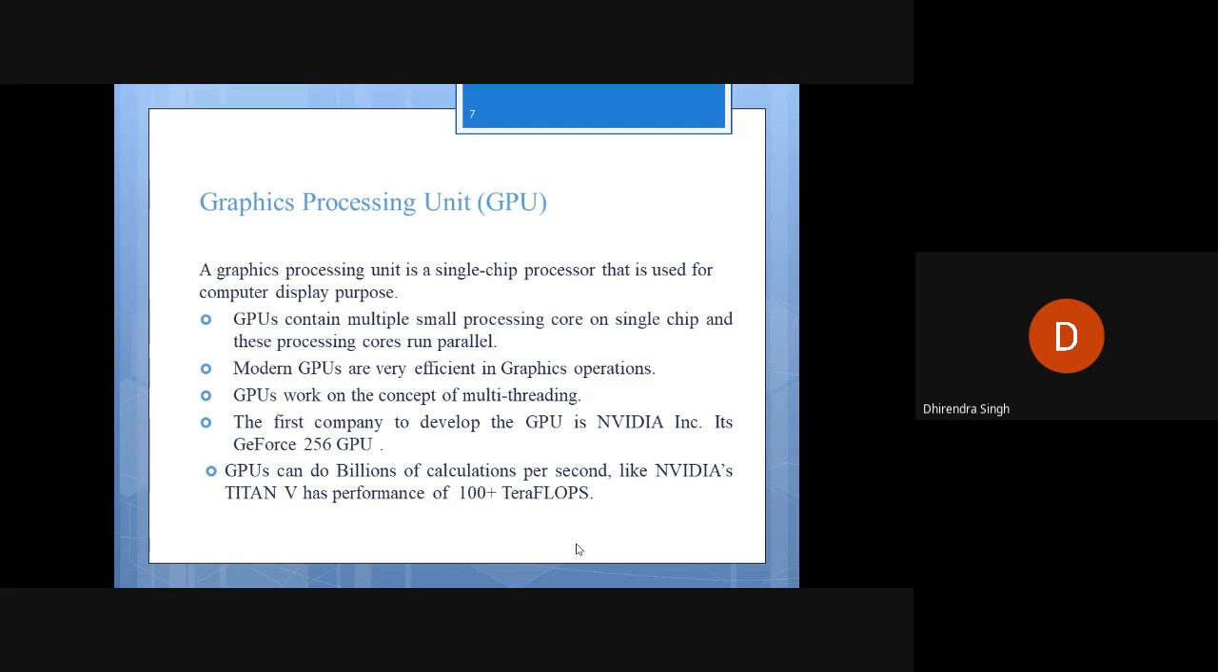And like I have already told you, the first GPU was created by the Nvidia Corporation, the GeForce 256, and GPUs can do billions of calculations per second. Like the Titan V can do 100 plus teraflops, floating point operations per second. So they are very good at processing. GPUs are really good at computing.